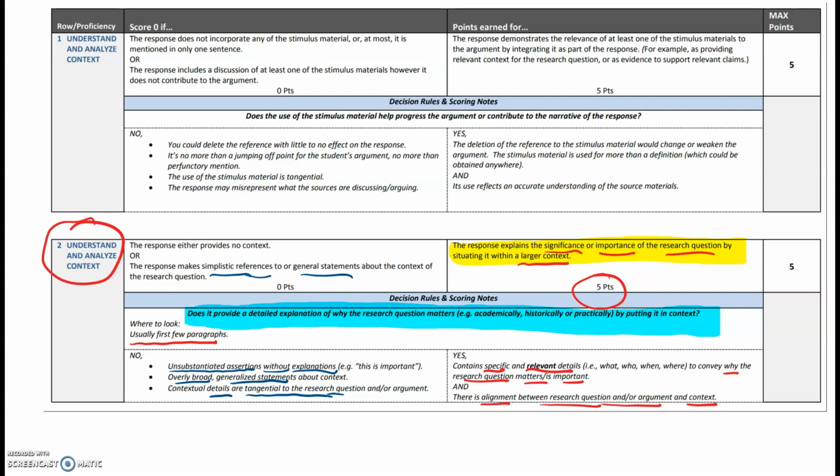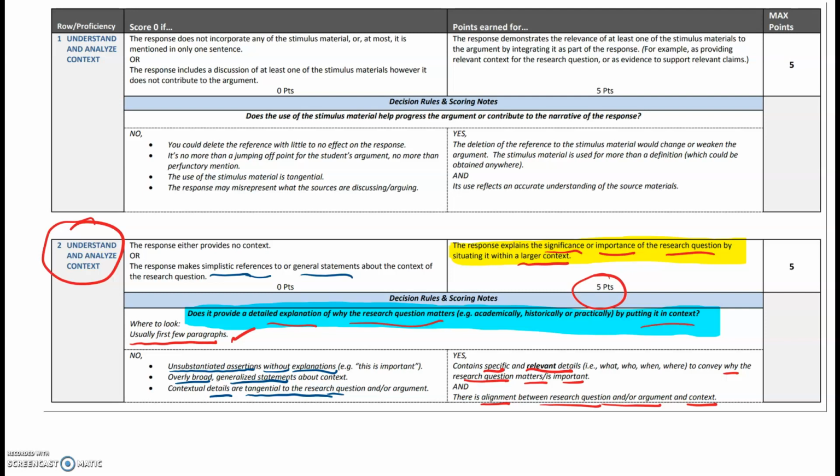All right. So where this happens, of course, as you can see here, is usually in the first few paragraphs. In essence, this is your introduction. Now, your introduction can be more than one paragraph. Most of them aren't, but some of them are. But what you have to accomplish in the beginning is you need to provide a detailed explanation of why this research question matters by putting it in context.